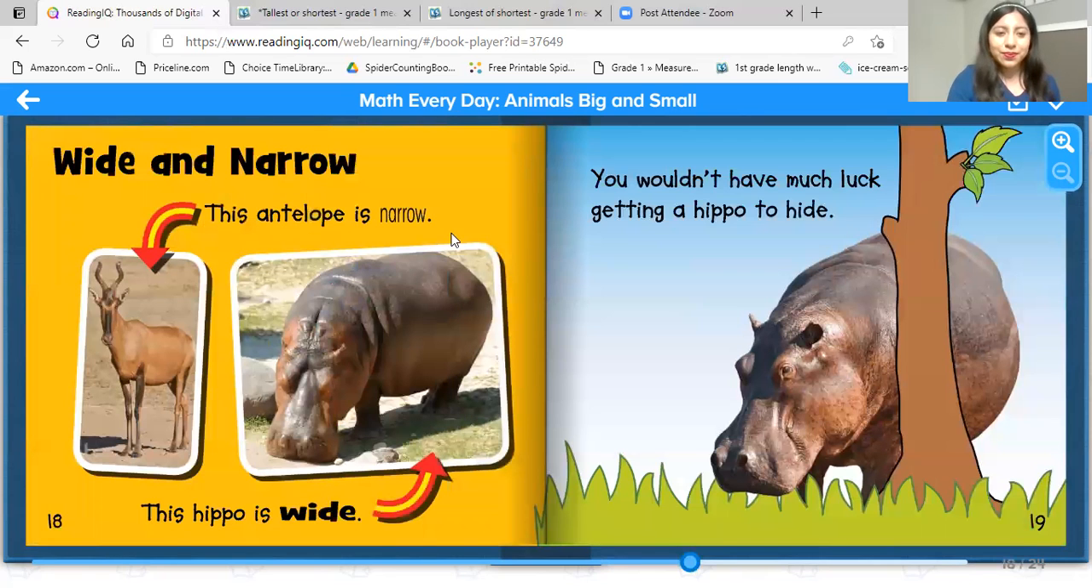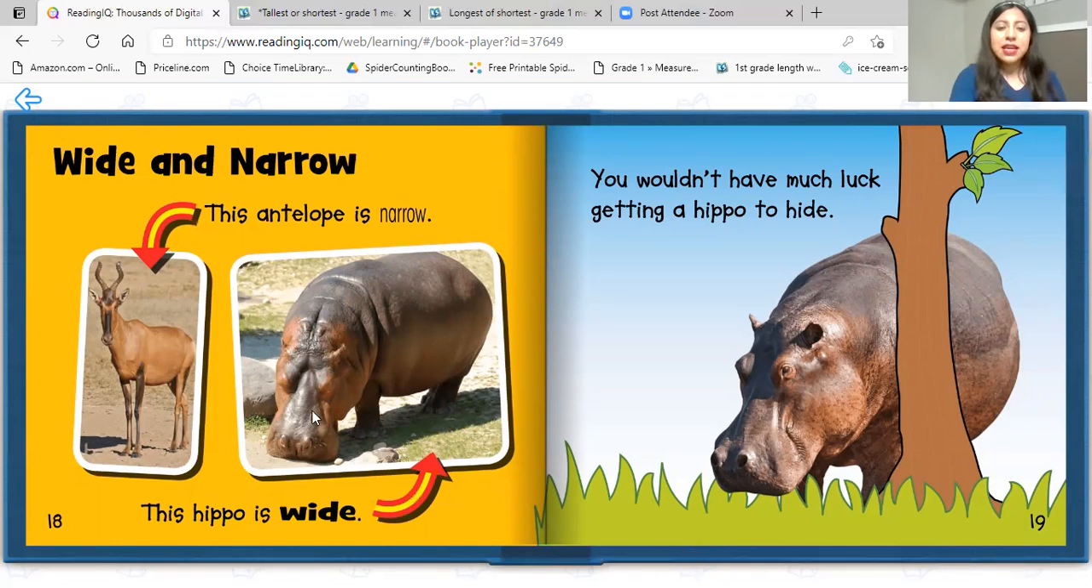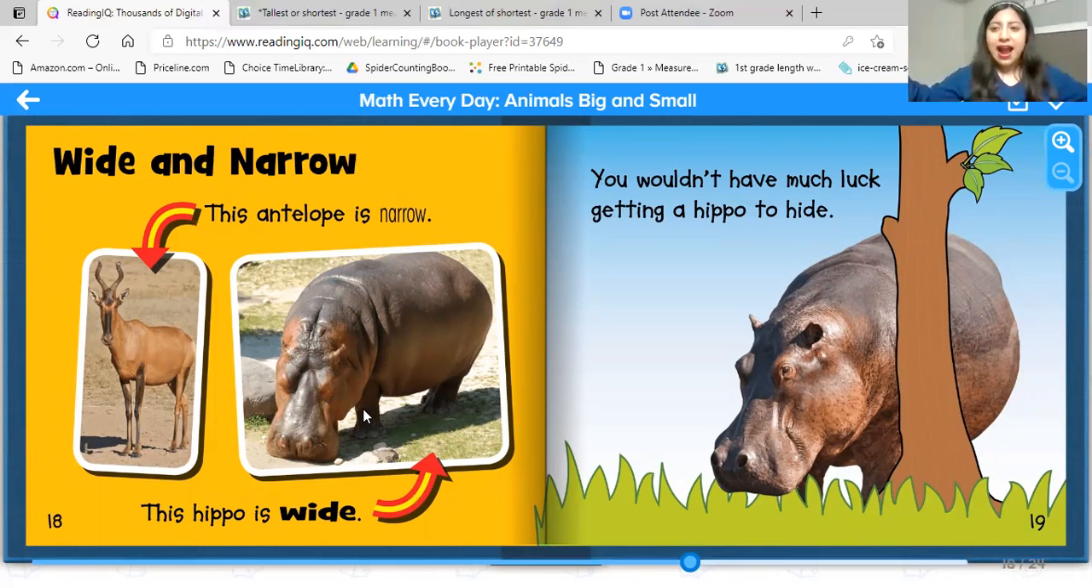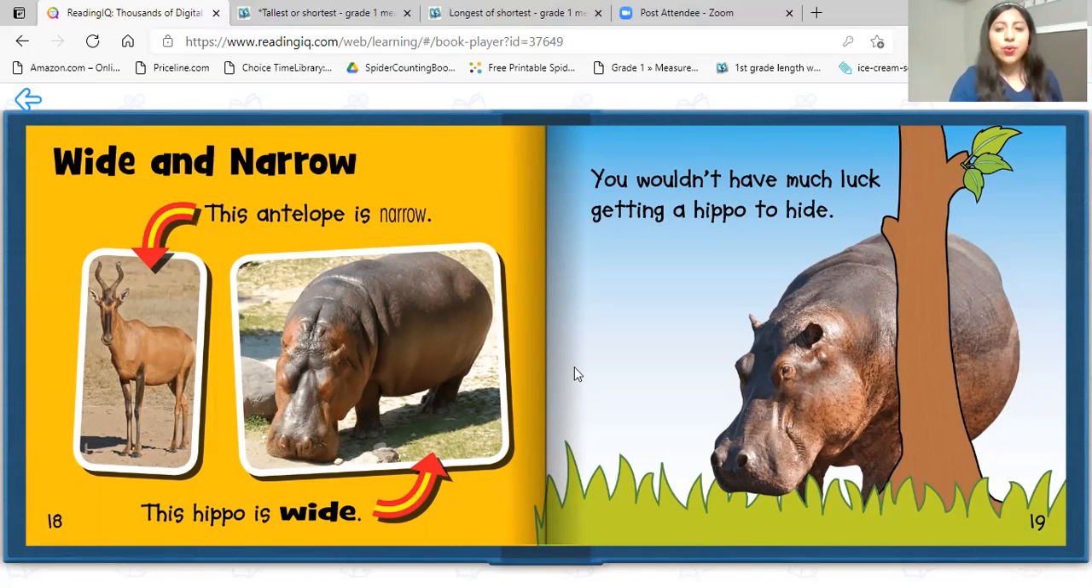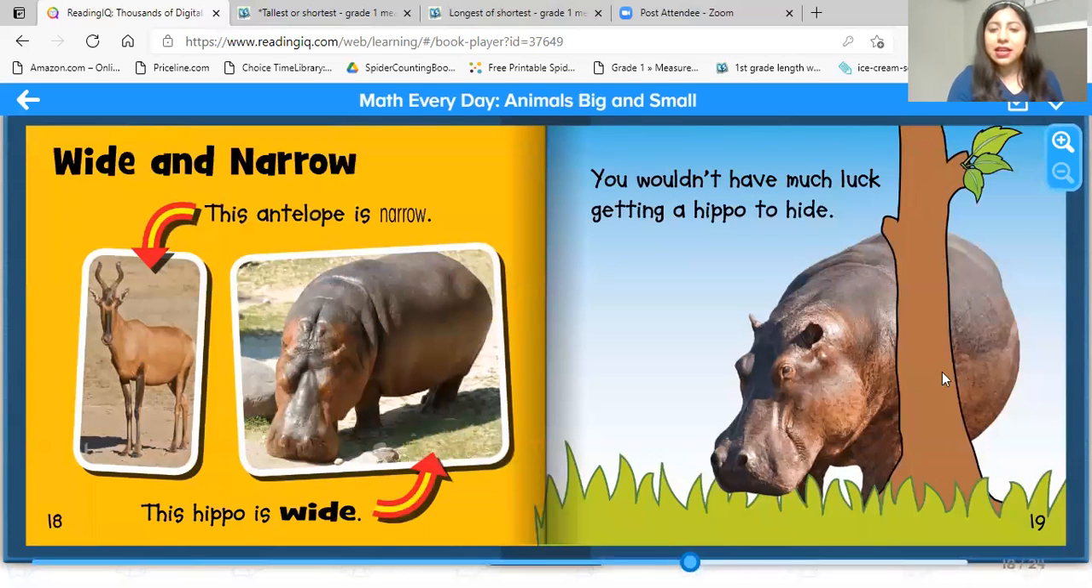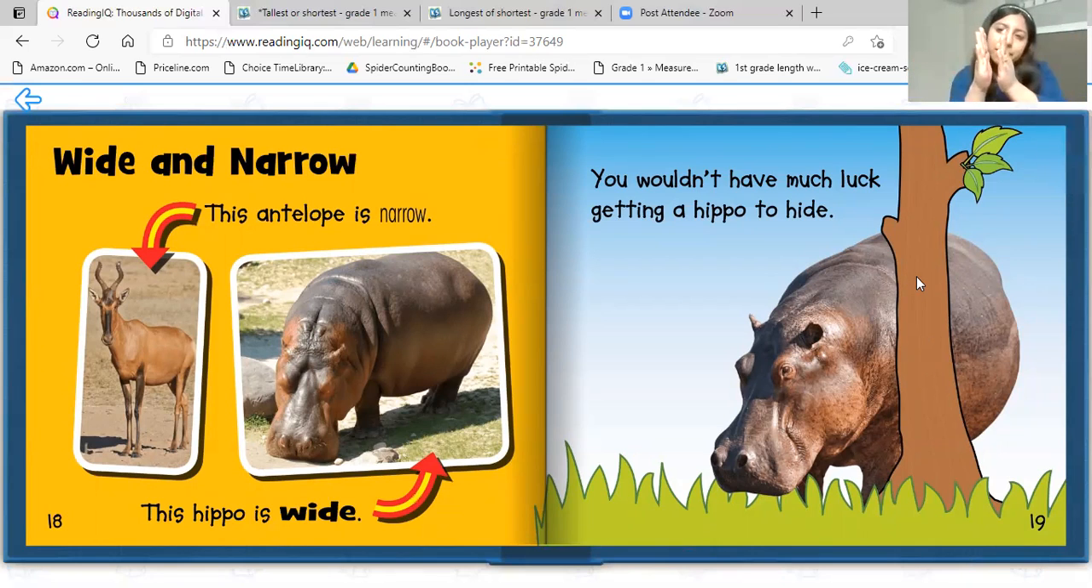Wide and narrow. This antelope is narrow. This hippo is wide. You wouldn't have much luck getting a hippo to hide. Who would be able to hide behind this tree? An animal that's wide or an animal that's narrow? Yes, an animal that's narrow.